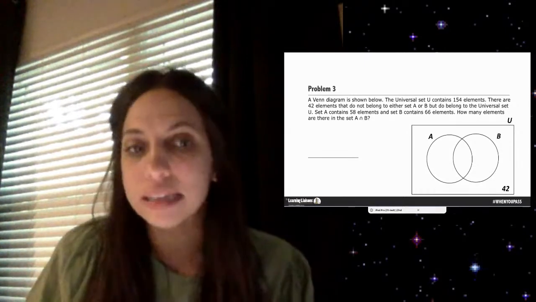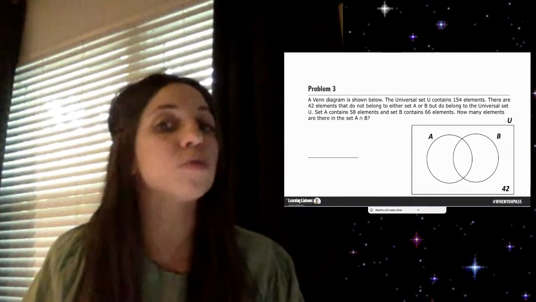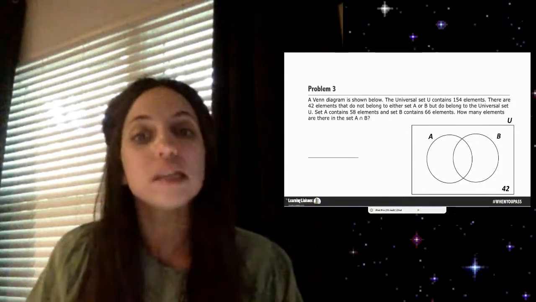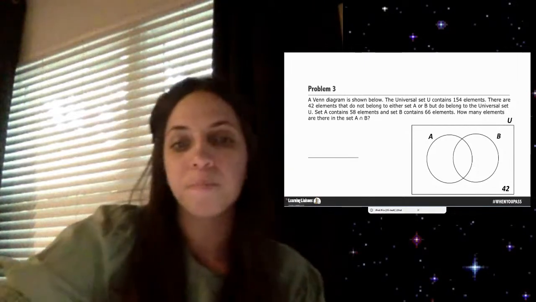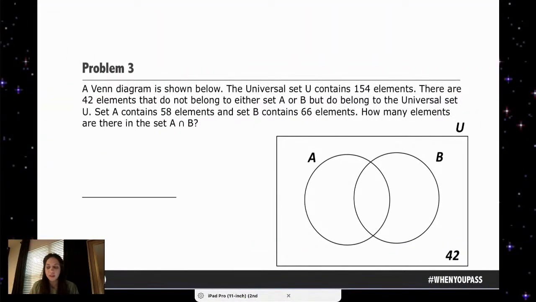Now, some of your exams have shifted to not being multiple choice, but to having a fill in the blank. So this problem is a fill in the blank problem. A Venn diagram is shown below. The universal set U contains 154 elements. There are 42 elements that do not belong to either set A or set B, but do belong to the universal set U. Set A contains 58 elements and set B contains 66 elements. How many elements are there in the set A upside down U B? And I said that for a reason. There is a proper terminology for that, and I will get to it.